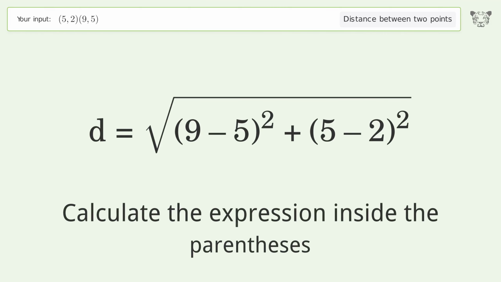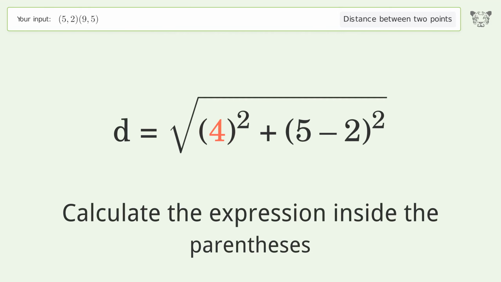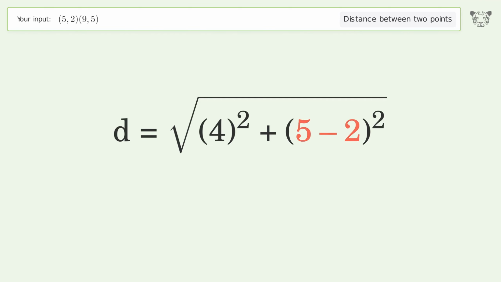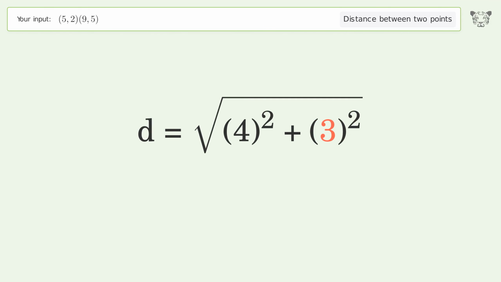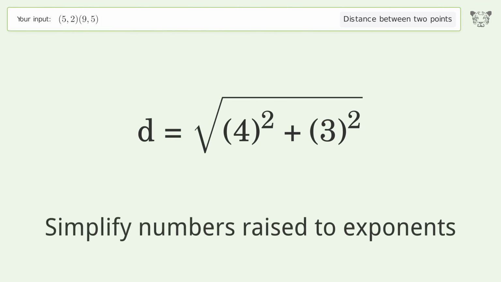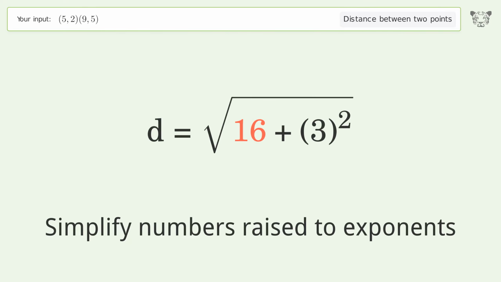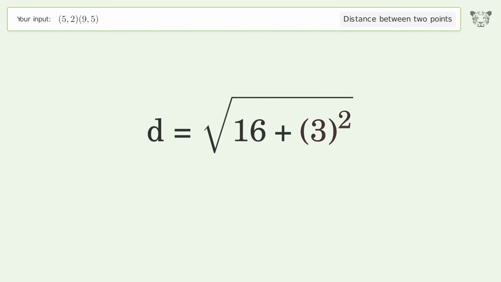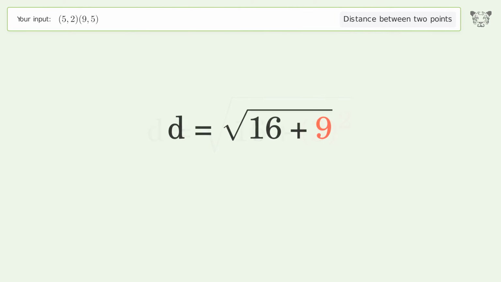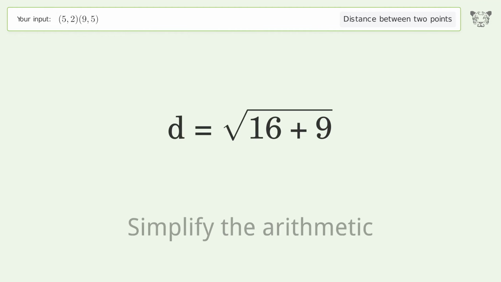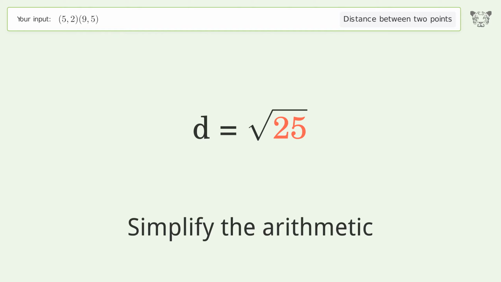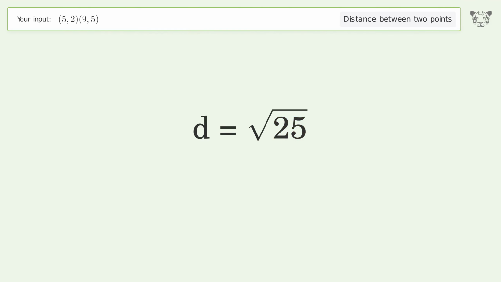Calculate the expression inside the parentheses. Simplify numbers raised to exponents. Simplify the arithmetic. And so the distance between the 2 points is the square root of 25 or 5.